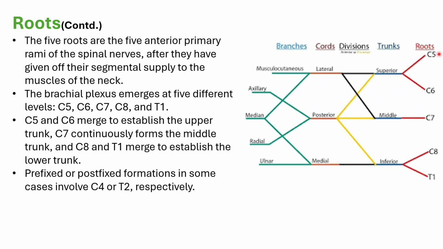So this is C5, C6, C7, C8, and T1. Superior, middle, and inferior trunks. Divisions: lateral, posterior, and medial. The main branches are musculocutaneous, axillary, median, radial, and ulnar.